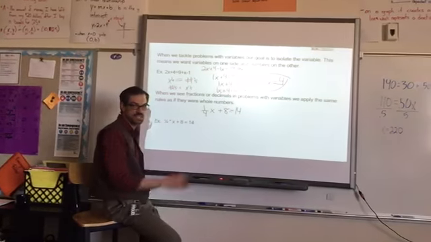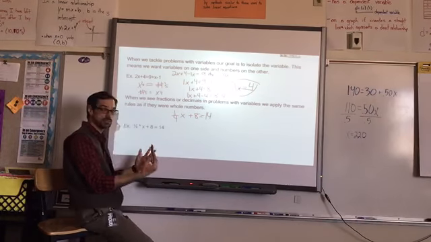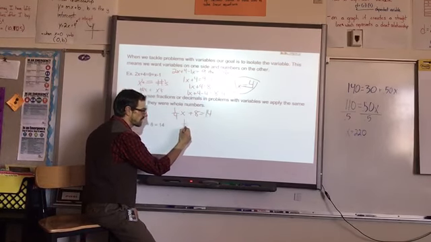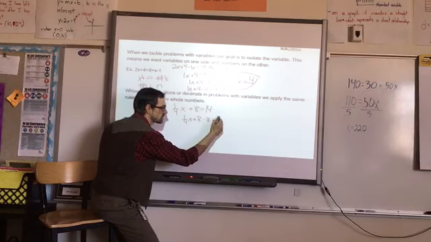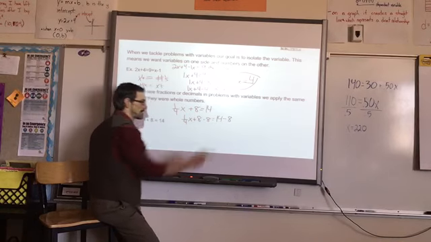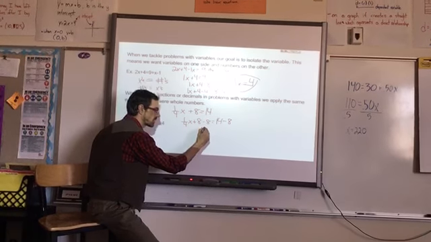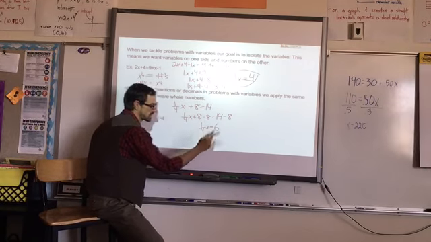So how do I get rid of 8? Subtract it, because it's a positive 8. I subtract from here, I subtract from there. So this is going to be 1/4 x plus 8 minus 8 equals 14 minus 8. Now I simplify, and I get 1/4 x equals 6.